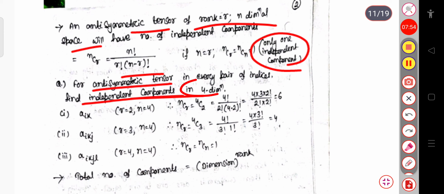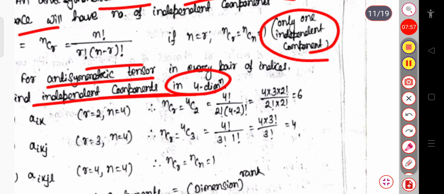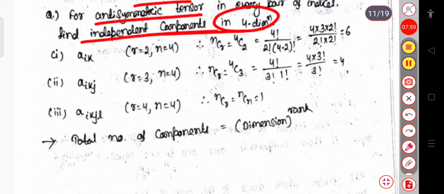Suppose the question is, for the antisymmetric tensor in every pair of indices, find the independent components in 4 dimensions. Okay, suppose the first one is Aik. In this question you can see the rank is 2, but the dimension is 4, that is n is 4. So if you want to calculate the number of independent components, then this will be nCr for the antisymmetric tensor. nCr means this is your 4C2. 4C2 means this is your 4 factorial divided by 2 factorial into 4 minus 2 factorial. So after cancellation you can calculate this is your 6.